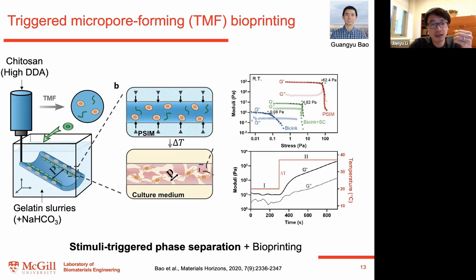And I should note that for this supporting matrix we use a gelatin slurry, and after the printing, we can easily remove the gelatin slurry, as in the so-called FRESH bioprinting, pioneered by the people from CMU.